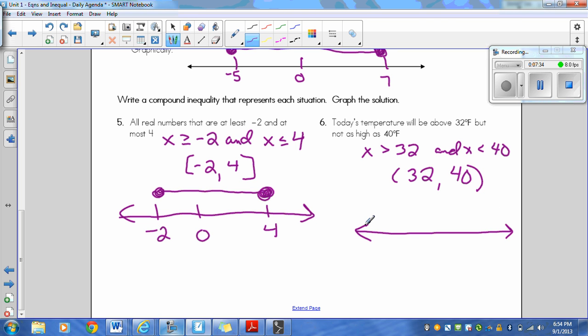You know, we're talking about an inequality here. The direction says write a compound inequality. So that's how you know that we're not dealing with ordered pairs anymore. We're not dealing with a graph. We're dealing with a set of numbers between 32 and 40.